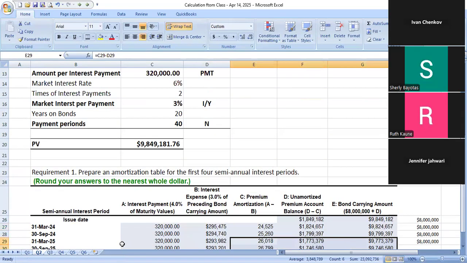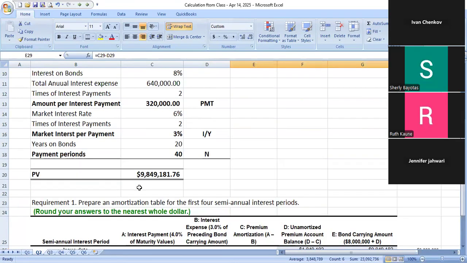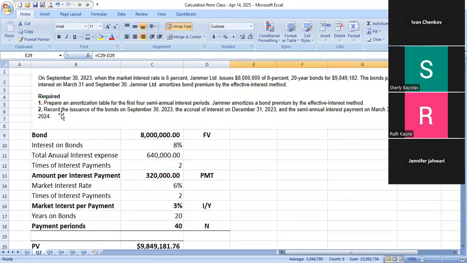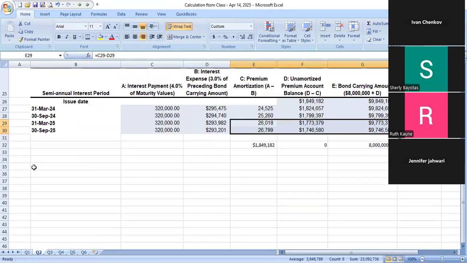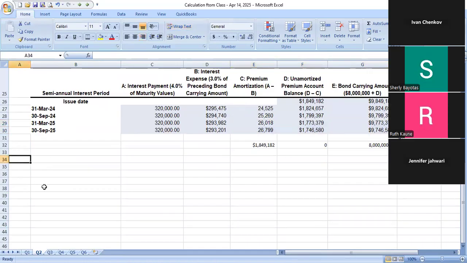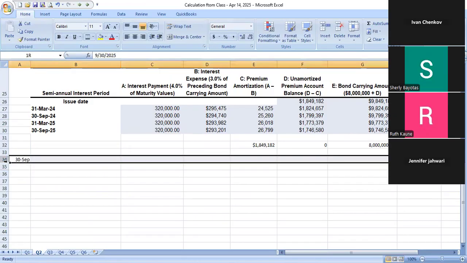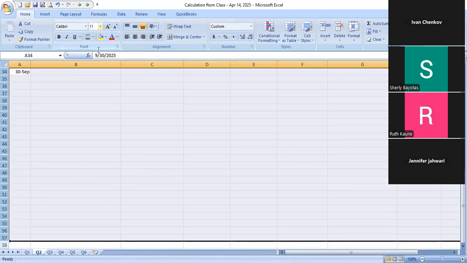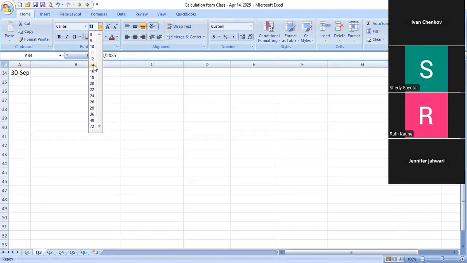Now what do we have to do? Once we prepare this amortization table, the next thing we have to do is record the issuance of the bonds on September 30th. So let's do September 30th first. What happened on September 30th? What do we get? Why are we issuing bonds? What are we chasing?